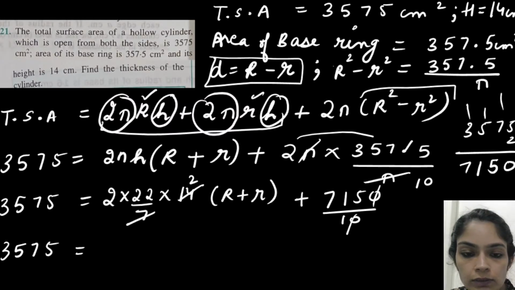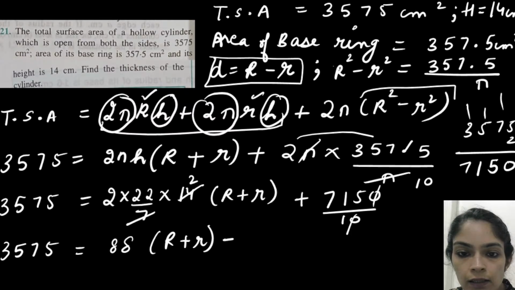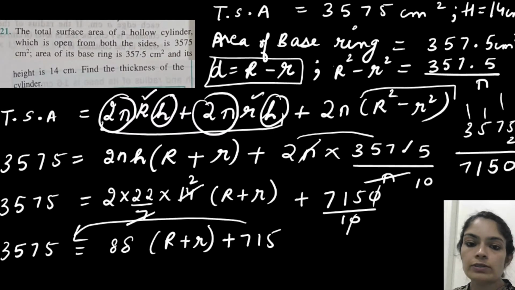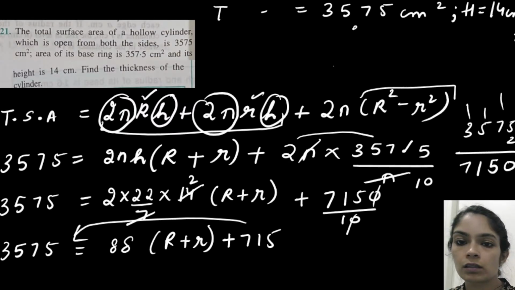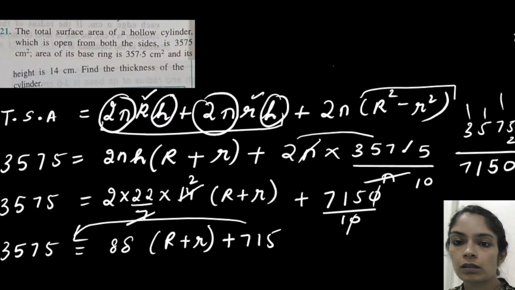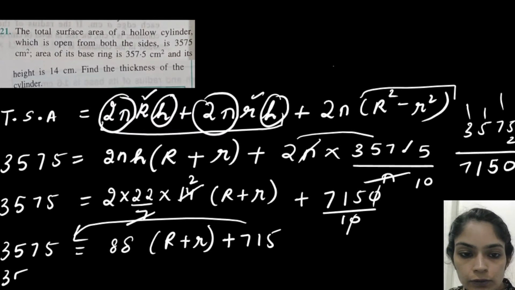3575 is equal to, so 44 into 2, here we will get 88. 88 into R plus R plus 715. Now first of all, let's shift 715 to the other side. So 715, it is getting added on this side. If we shift it to the other side, when we are shifting it, it will get subtracted.